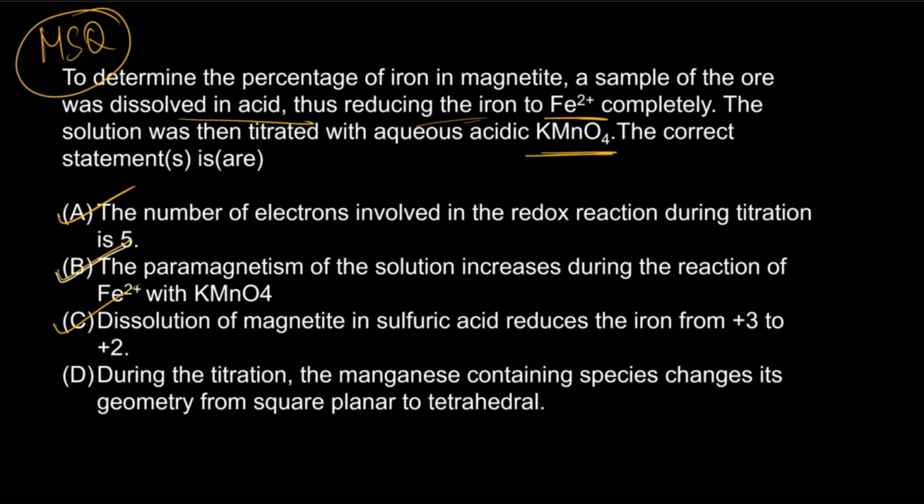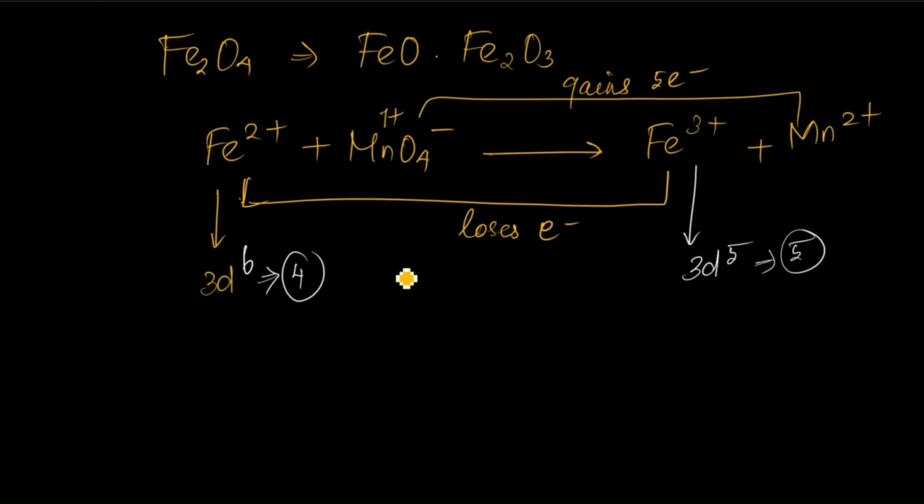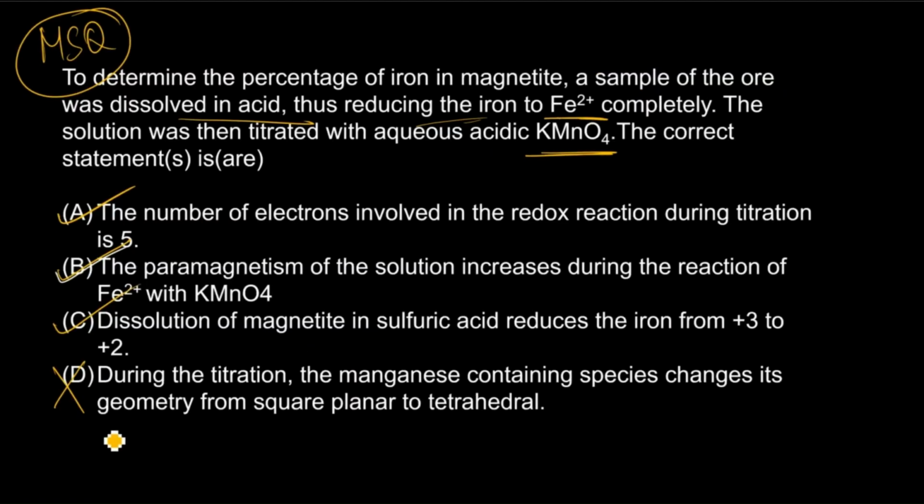What about D? During the titration, the manganese containing species changes its geometry from square planar to tetrahedral. See, MnO4-, which is a tetrahedral geometry. So in the option they have mentioned square planar to tetrahedral. So obviously that is not a correct statement. So A, B, C are right answers to this question.